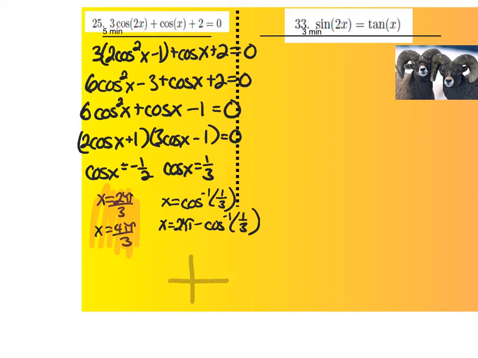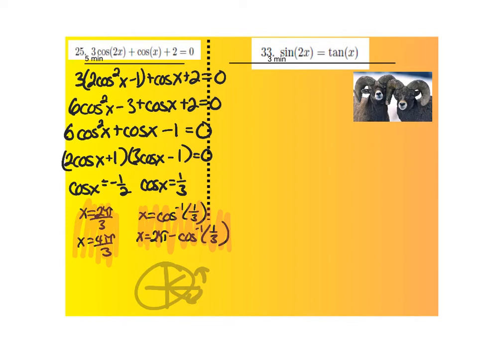I've got 2 pi over 3 and 4 pi over 3. Second one, I ended up getting that 1/3 again. Remember, cosine is positive in the first and fourth quadrant. To get the first one, it's just inverse cosine of 1/3. To get this measurement, you'd have to take 2 pi and subtract that value to get that measurement. So those are my third and fourth answers.